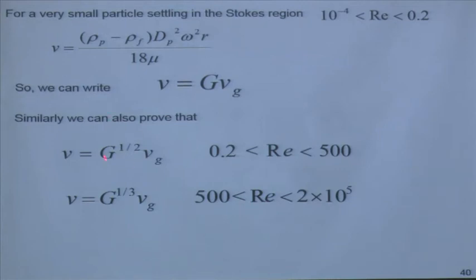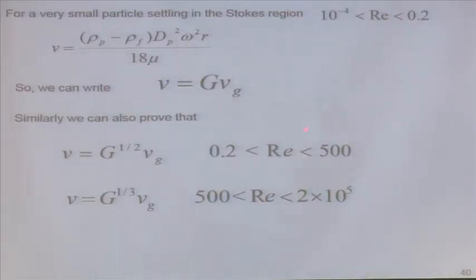Now, in the intermediate region, in that book it is written that Newton's law is valid even up to 500, not 750. There are so many arguments and disagreements in the literature, saying that if the Reynolds number is within 0.2 to 500, then it becomes square root of G into Vg. That you cannot directly write as how much the intensity of the centrifugal force is.